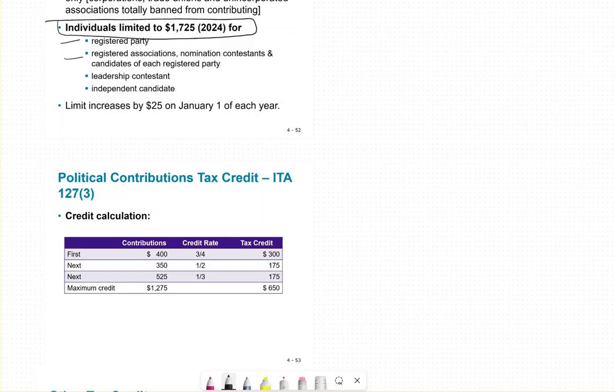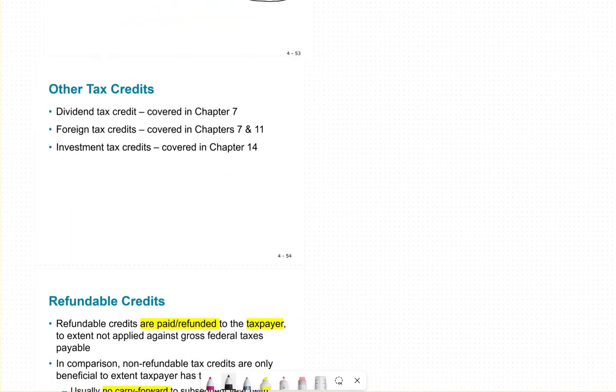When we think of it, on the first 400, the credit is 75%. The next 350, you get a credit of 50%. The next 525, your credit is one third. So the maximum credit that you could get is $650.